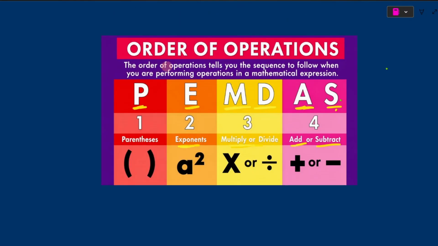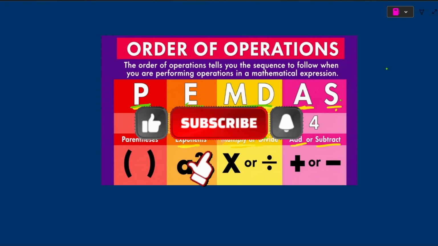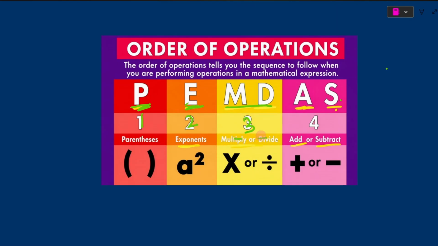So this diagram shows the sequence to follow when performing operations in a mathematical expression. The first thing is the parenthesis, you solve it first, followed by the second one, the exponent, then the third one, multiplication and division. You either multiply or you divide. It means that you go from left to right, depending on the one that comes first. If multiplication comes first from left to right, you multiply. If division comes first from left to right, you divide.